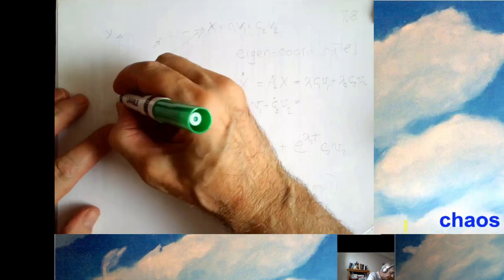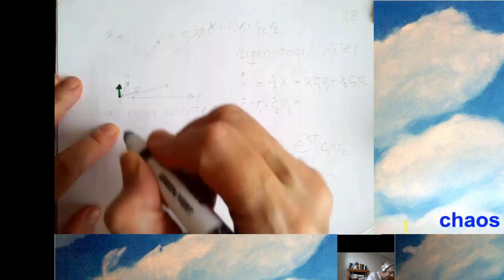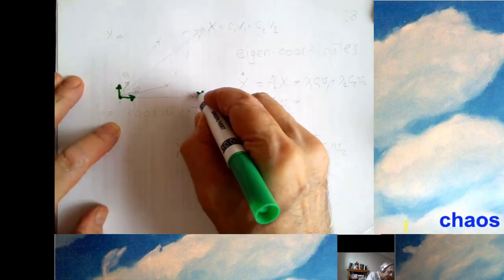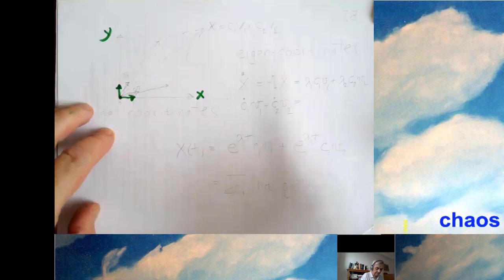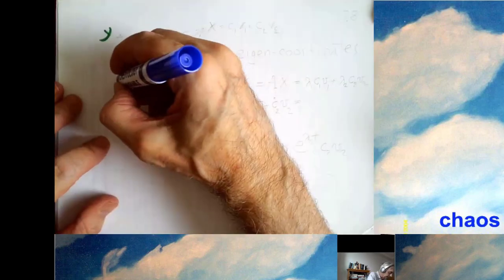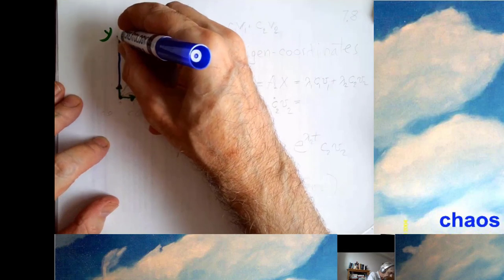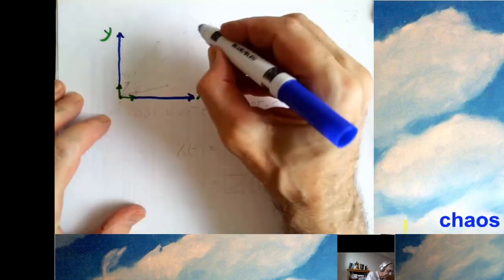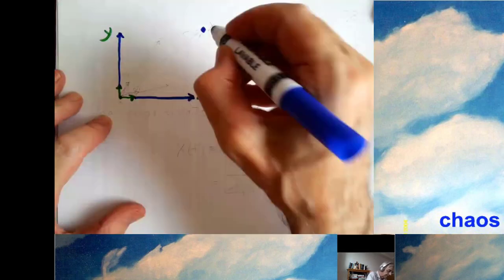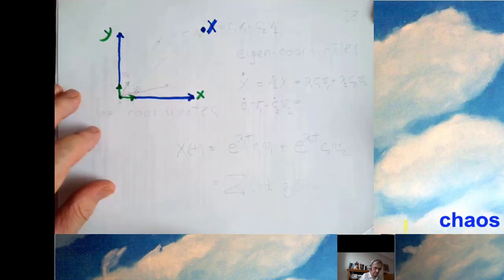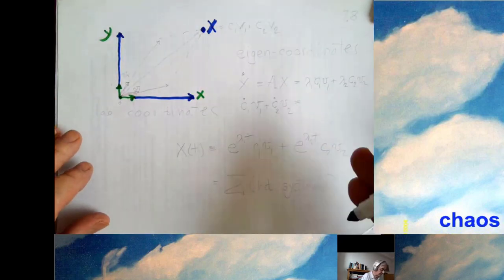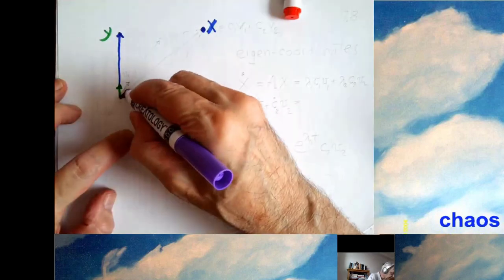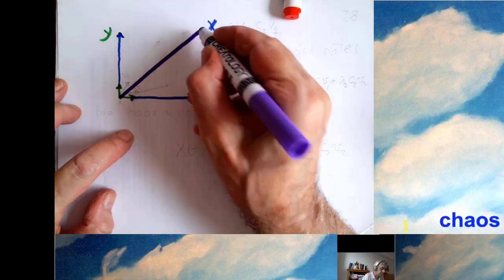In my coordinates, I have 1 centimeter up and 1 centimeter to the right. This is X, this is Y. These are my coordinate system, a Cartesian coordinate system. And in this coordinate system, I can study a point which I call X, which can be written in Descartes' way as a sum of two components, along the x-axis and along the y-axis.